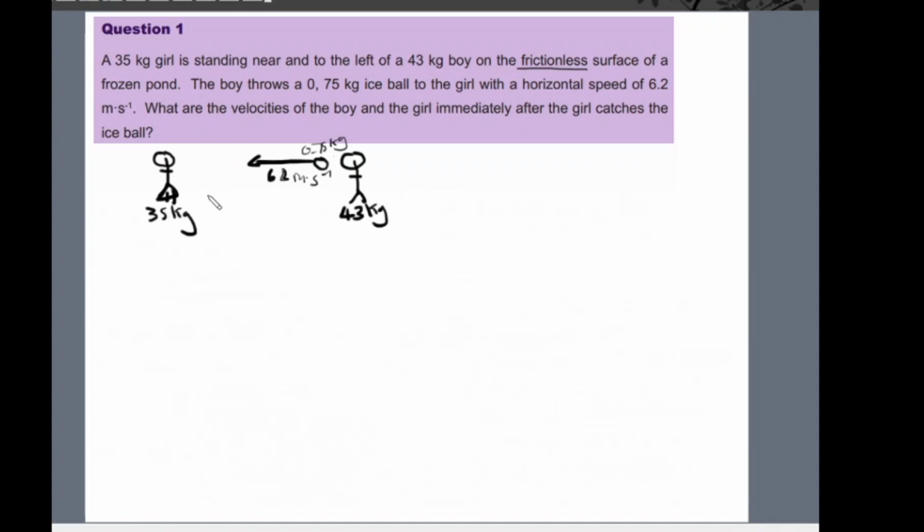So again, in the principle of conservation of momentum, the total linear momentum of a closed system is conserved. Because we have a closed system, we can apply the principle of conservation of linear momentum. So let us apply that principle in this situation. What are the velocities of the boy and the girl immediately after the girl catches the ice ball? So lana sinama collisions ezi-2, right?